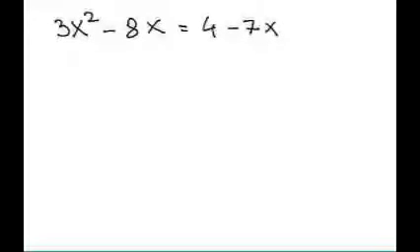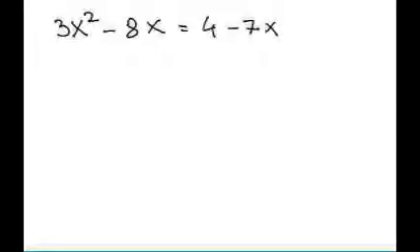Let's solve the quadratic equation 3x squared minus 8x equals 4 minus 7x. Let's solve this quadratic equation using the quadratic formula, and let's get started. When I look at this equation, the first thing I notice is that it's not in standard form and that there are some terms that I can actually combine. There are some like terms.